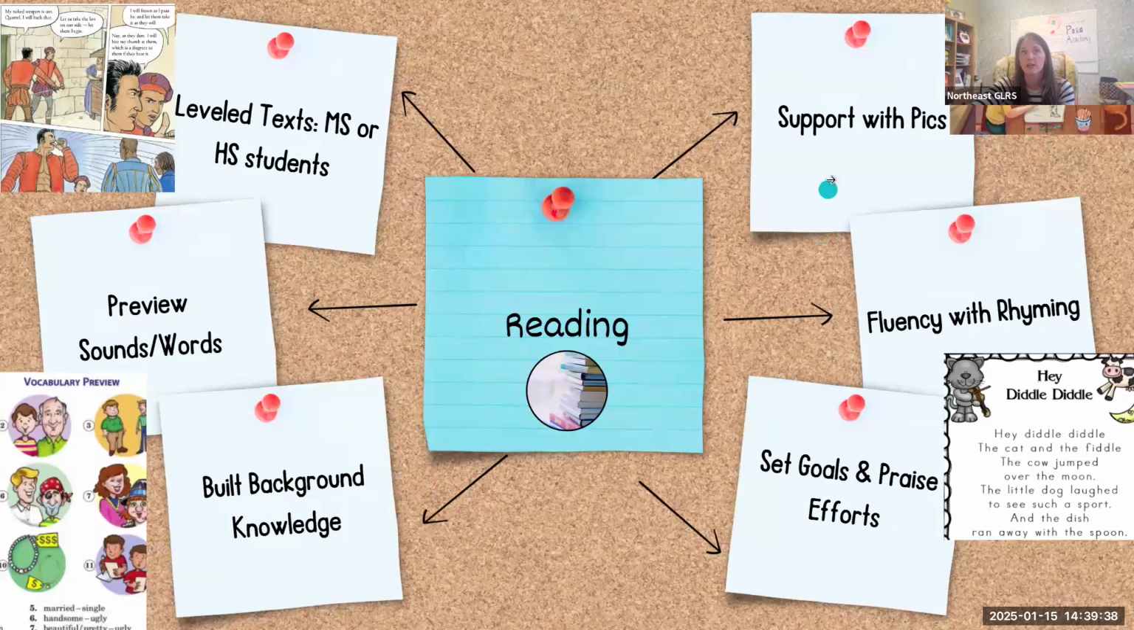And supporting with pictures. Some students may have a difficult time using what we call their mind's eye, so imagining what is happening or what that text is showing. So making sure that we're using visual supports or supporting with pictures and images is a great strategy to support students during any reading activity.